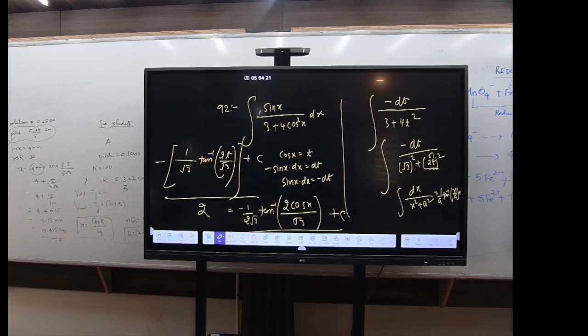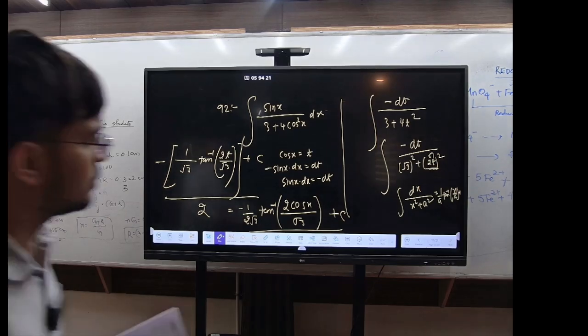So property number 8, formula 2, you guys go through this. If you want 2018 to 2024 questions, just revise, see the pattern, okay, and solve it.